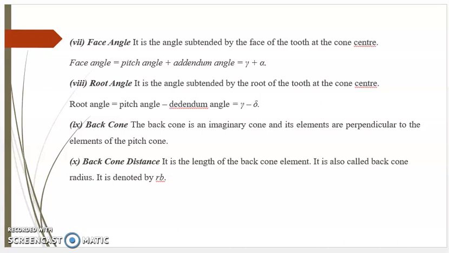Back cone. The back cone is an imaginary cone and its elements are perpendicular to the elements of the pitch cone. Back cone distance. It is the length of the back cone element. It is also called back cone radius. It is denoted by letter RB.